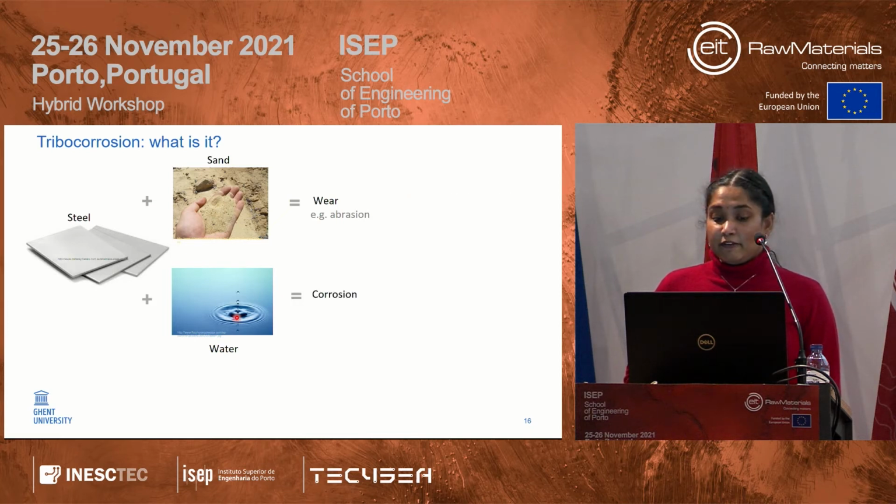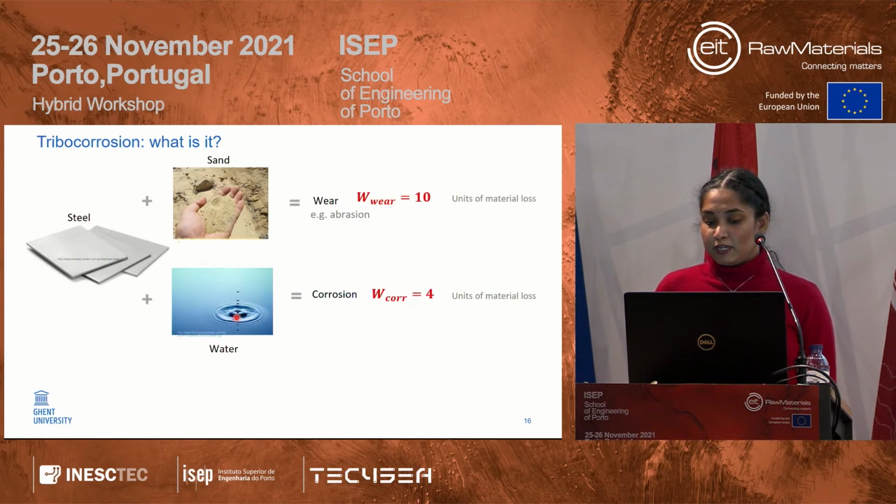Now, ideally, everybody wants to quantify things. This is not a qualitative analysis, because we always want to quantify and we want to understand the influence of each other, basically, and also give them some numbers that mean something. So how do we do that? Ideally, if we assume wear to be some 10 units of material loss and corrosion to be some kind of 4, when we total it, it should be 14.